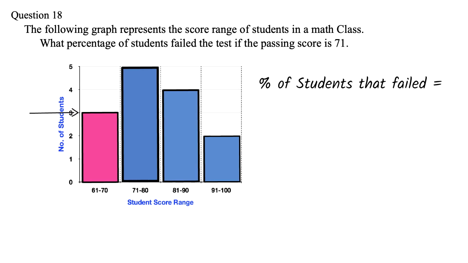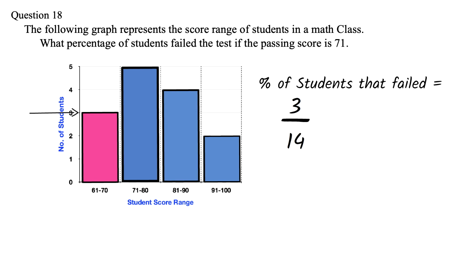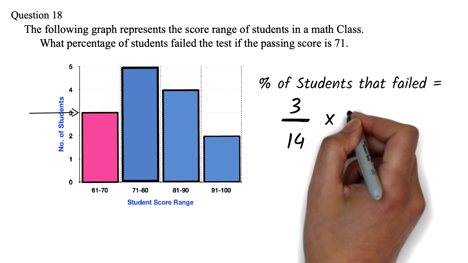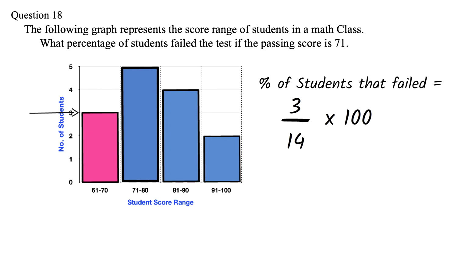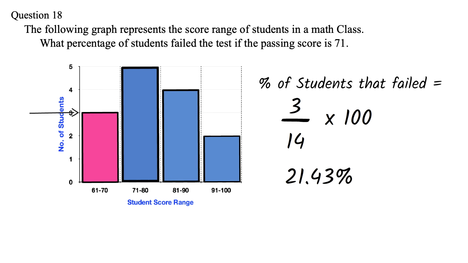The percentage of students that failed will be the number of students that failed, which is 3, over the total number of students, which is 14, like we saw in question 17. This will be multiplied by 100 to get the percentage. Compute this on the calculator to get 21.43% failed. With what you just learned, you should be able to answer questions like what percentage of students passed and what percentage of students scored 71 to 80.